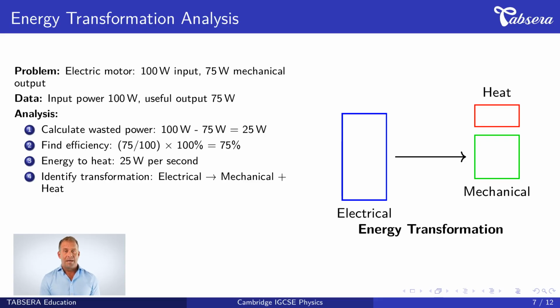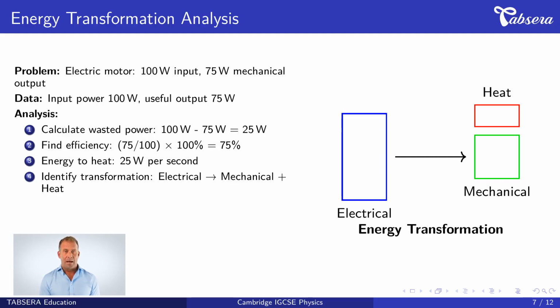Example 2 analyzes energy transformation in an electric motor. The problem is, an electric motor has 100 watts input power and 75 watts mechanical output power. The data shows input power of 100 watts and useful output of 75 watts. Now we analyze energy flow.